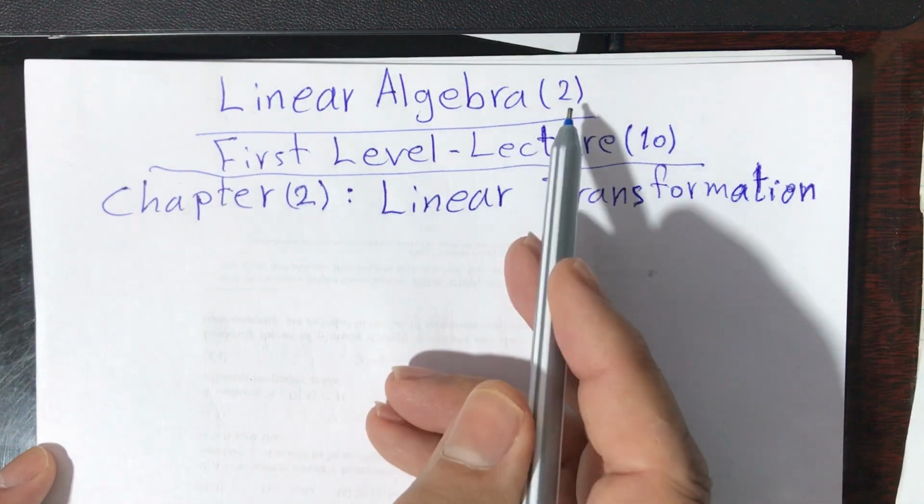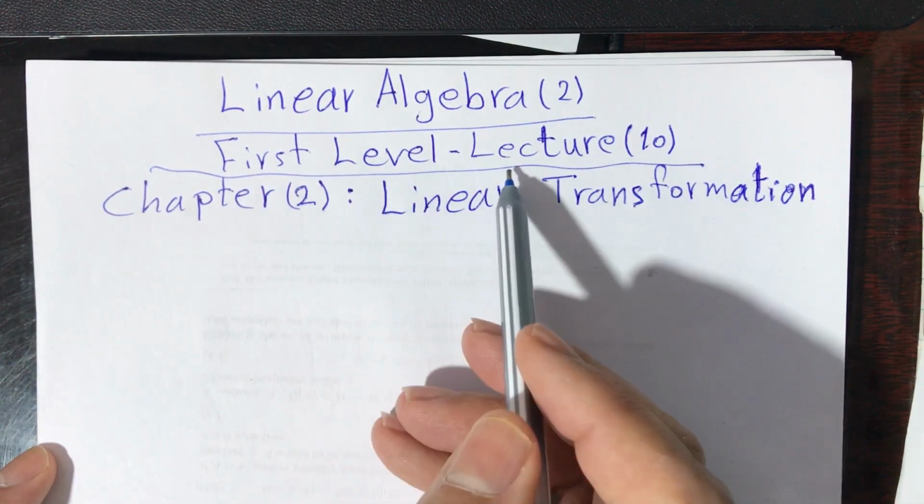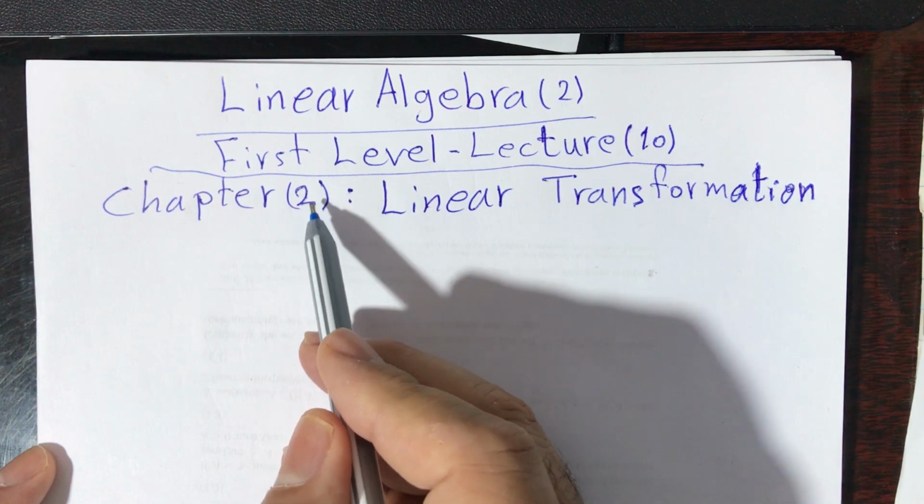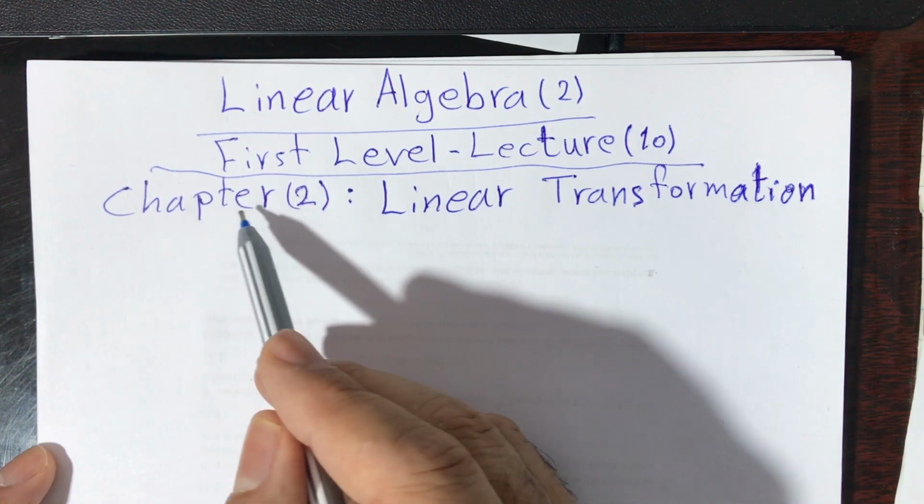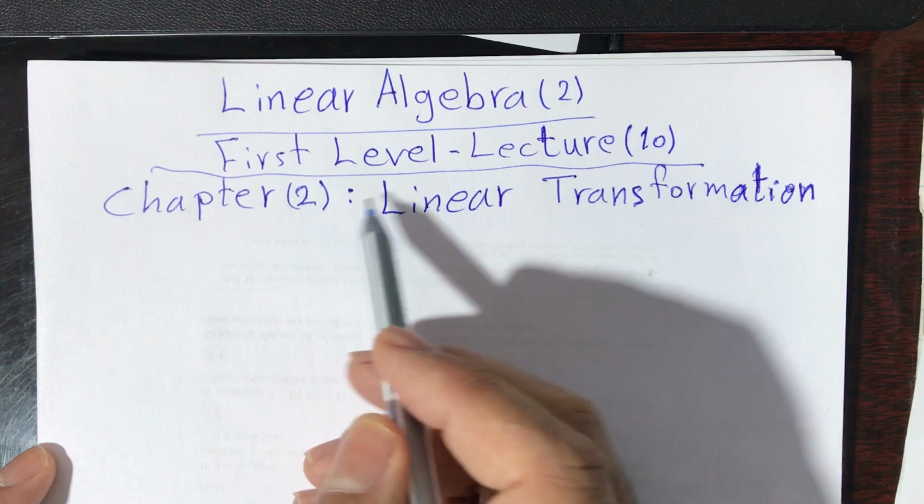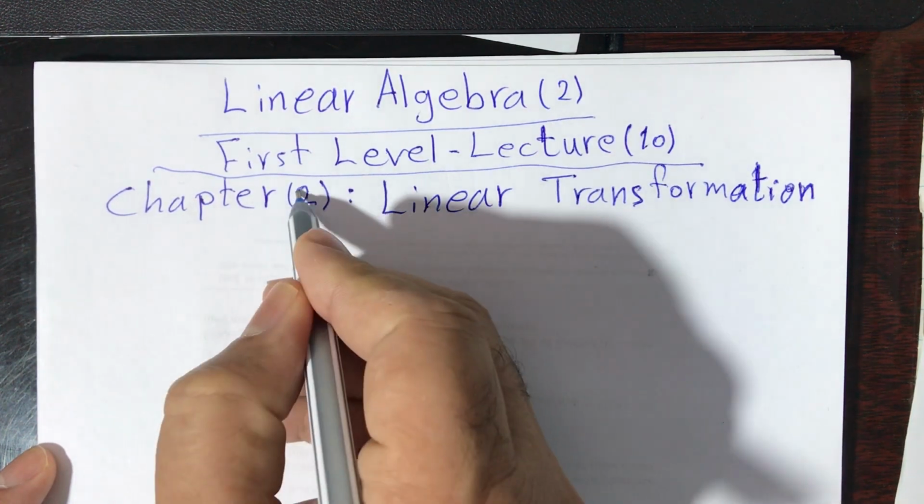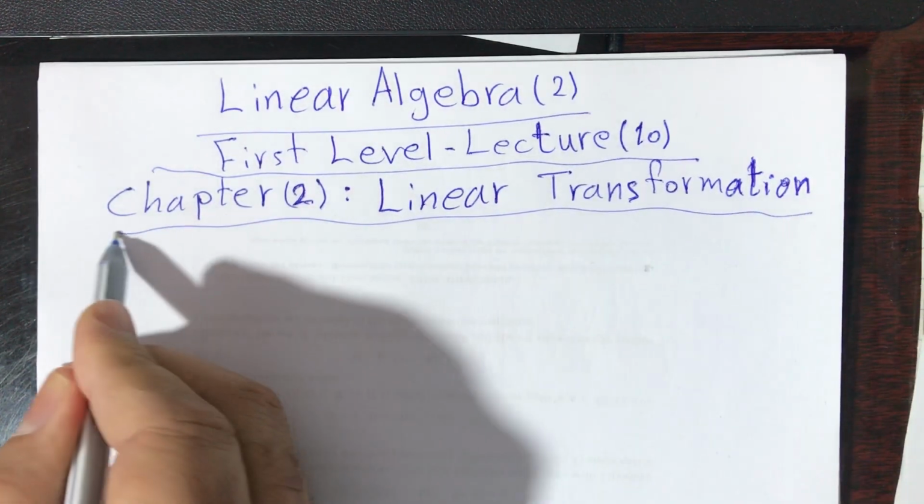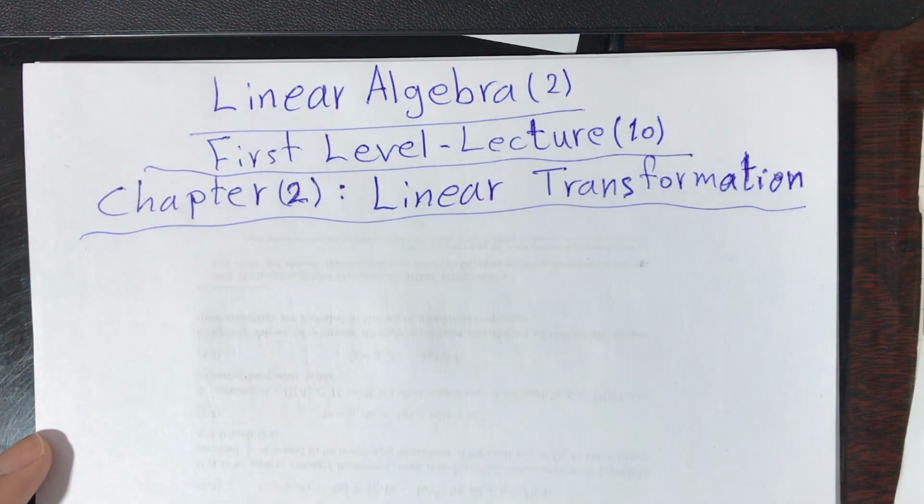Linear Algebra 2, First Level, Lecture 10, Chapter 2. Chapter 1 has finished. Now Chapter 2: Linear Transformation. Introduction about linear transformation.